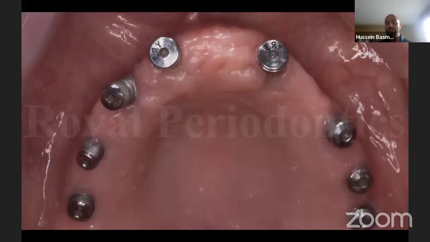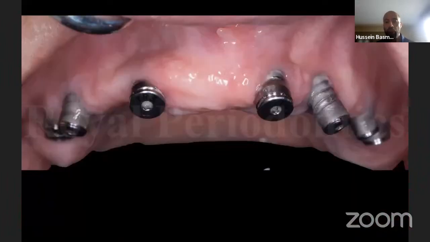Patient comes back and the implants are exposed. Half of the implants are exposed. Why? Because the quality of the bone graft, the quality of the material, or the different material that we used here, was not enough to hold that bone around the implants.